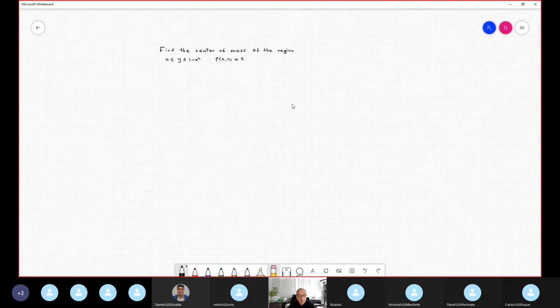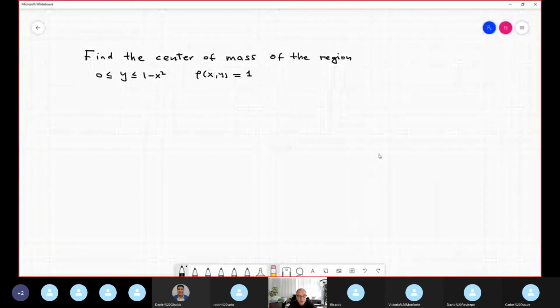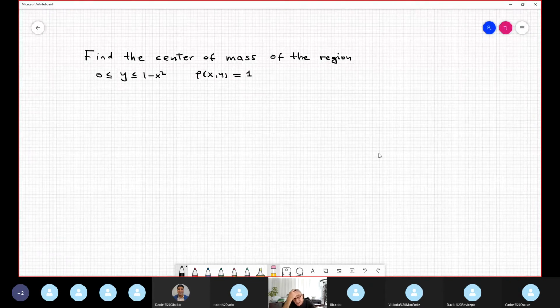Okay, now this is my goal. Find the center of mass of the region formed by this. The density is given as 1. When the density is 1, this is a lamina, it's two dimensional, not a solid. When the integrand function is 1, this is equivalent to area. So when the density function is 1, the area and the mass are the same. Okay, let's do it now.